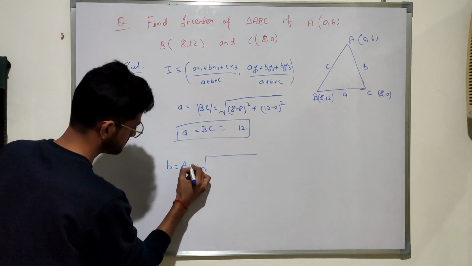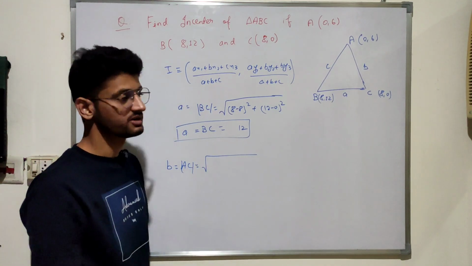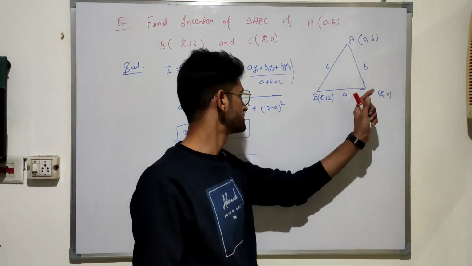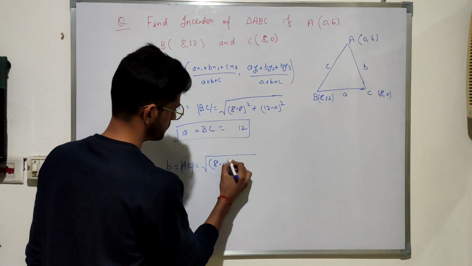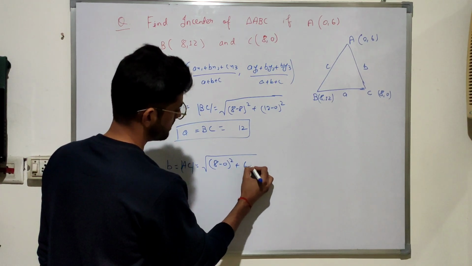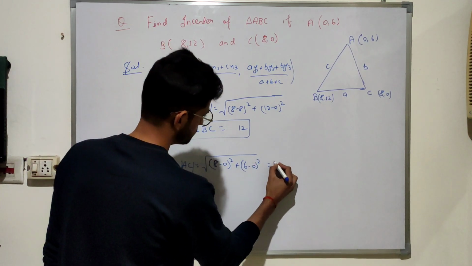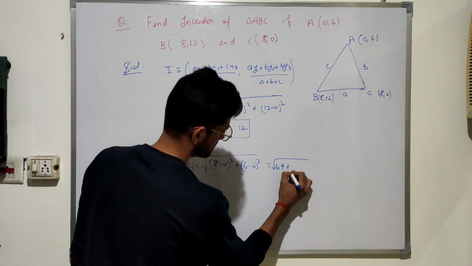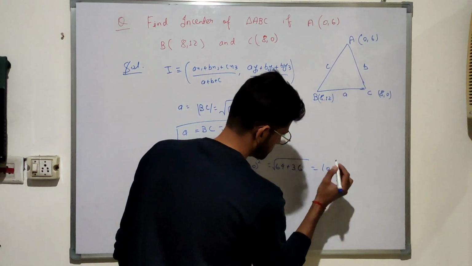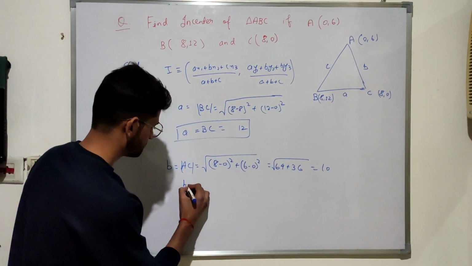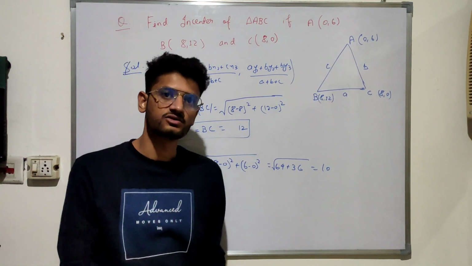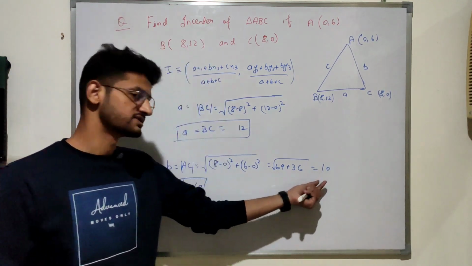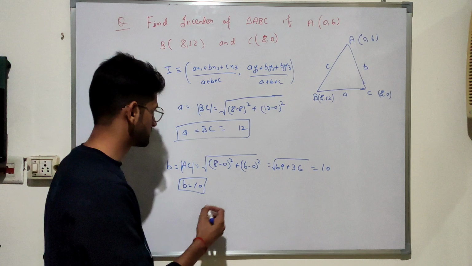B is equal to side length AC, which is going to be the square root of (8 minus 0) whole square plus (6 minus 0) whole square, which is equal to the square root of 64 plus 36, which is going to be plus or minus 10. We are taking only the positive sign because here we are writing a side length, that's why we are ignoring the negative part of minus 10. So B is equal to plus 10.